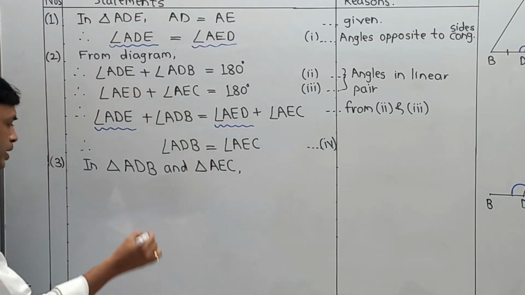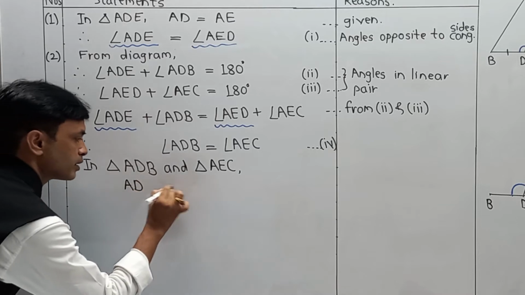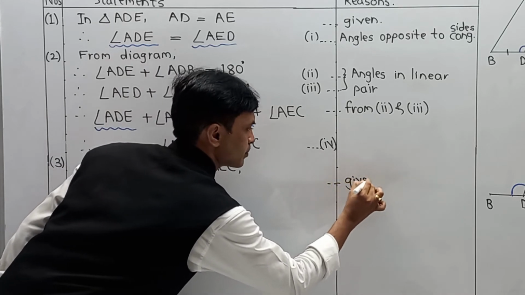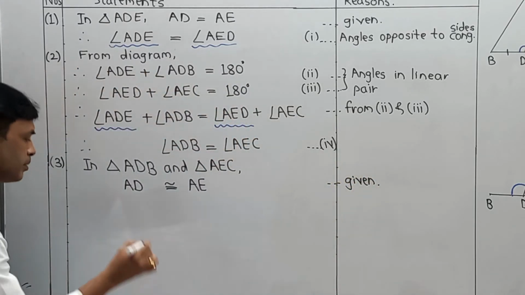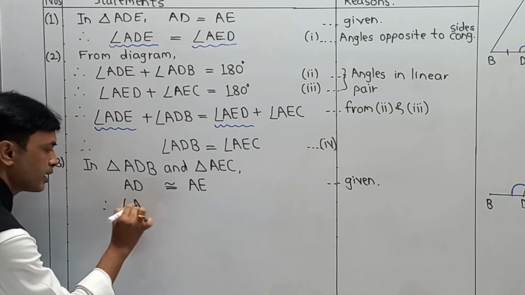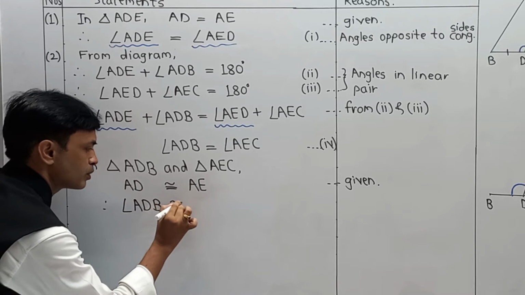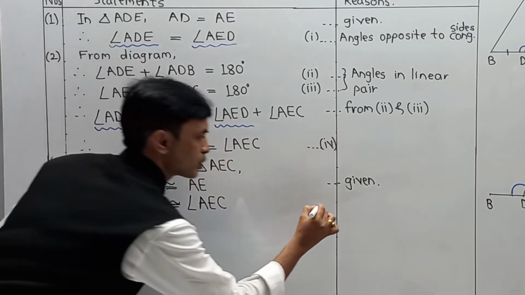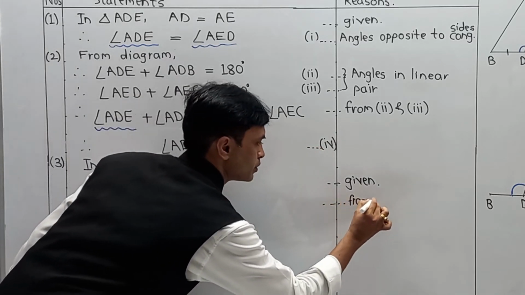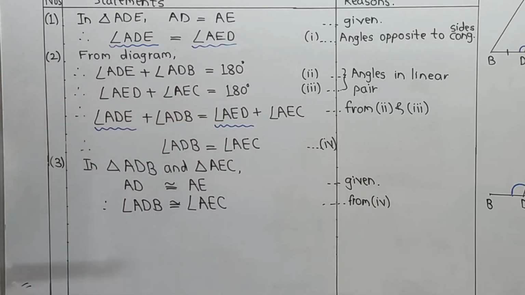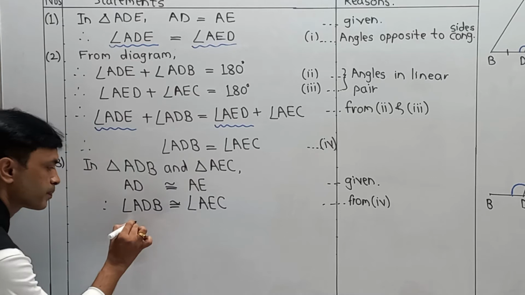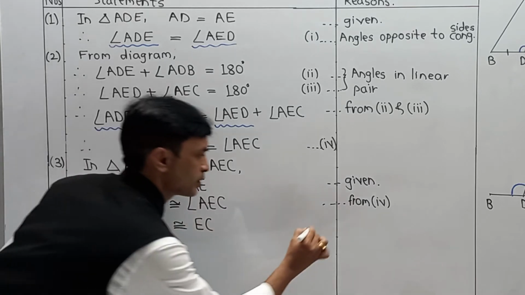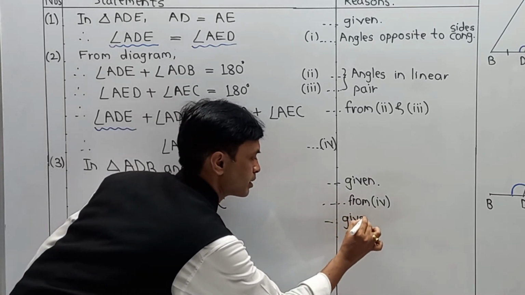First, AD is congruent to AE. This is already given by them, so we are going to write it as given. Next, angle ADB is congruent to angle AEC. For this part, that is nothing but equation 4, or we can say from 4. And the last part, BD is congruent to EC. They have given this, so I am going to write the reason as given.